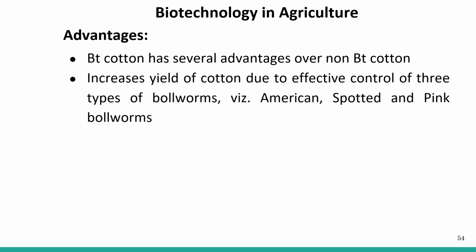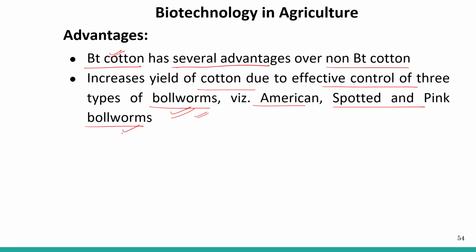Okay, so let us talk about the advantages of the BT cotton. BT cotton has several advantages over the non-BT cotton. Increased yield of cotton due to the effective control of 3 types of bollworms. So this particular variety, that is the BT variety of the cotton, controls the bollworms. What are those bollworms? American, spotted and the pink bollworms. So this particular variety controls these types of bollworms.